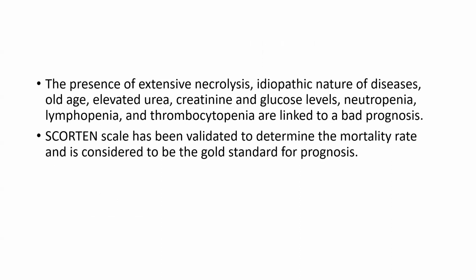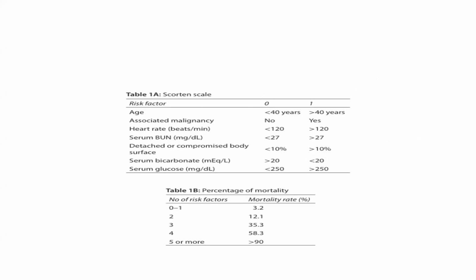The presence of extensive necrolysis, idiopathic nature of the disease, old age, elevated urea, creatinine, and glucose levels, neutropenia, lymphopenia, and thrombocytopenia are linked to bad prognosis. Then there is the SCORTEN scale, which has been validated to determine the mortality rate and is considered to be the gold standard for prognosis. So we'll see what this SCORTEN scale is.